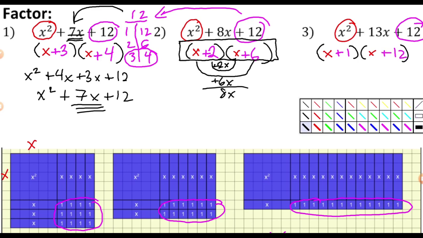And just to check my work real quick, let me make sure this one gives me a positive 1x, and this would give me a positive 12x, and that does add up to 13x. Perfect. So again, factoring to me was never that much trouble once I understood this little part right here. All right, we're going to try this again, but you're going to see it's going to be a little bit different in the next problems.